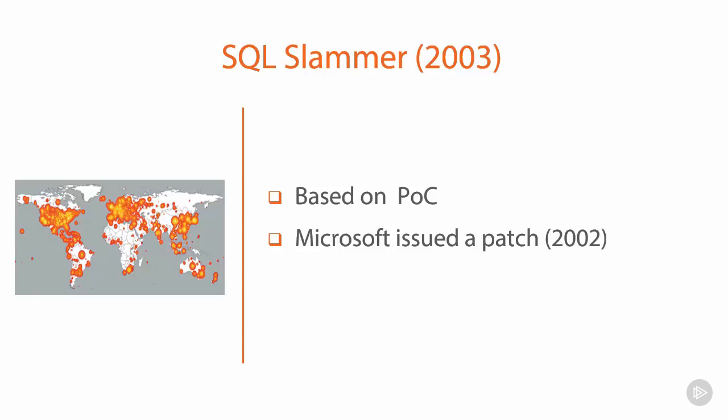Now, go back and look at the picture again here. This was a representation of how many machines were infected. 75,000 machines were infected, you ready? Within 10 minutes. Now, I mentioned that SQL Slammer was a denial of service and that it slowed down the internet as a whole.